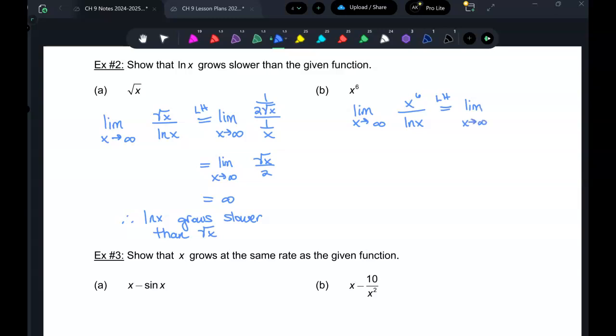So this is going to be 6x to the 5th over 1 over x, which gives us x to the 4th, 6. It's been a long morning. I fell asleep. There we go. Therefore, natural log of x grows slower. What if you write 6x to the 4th on the AP exam, but you still get it, grows slower?